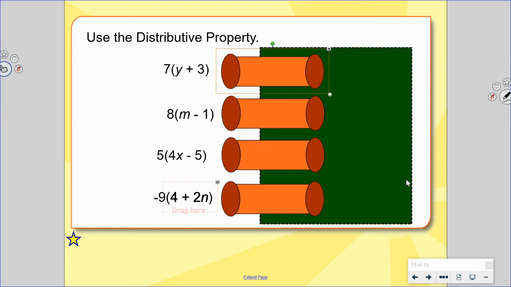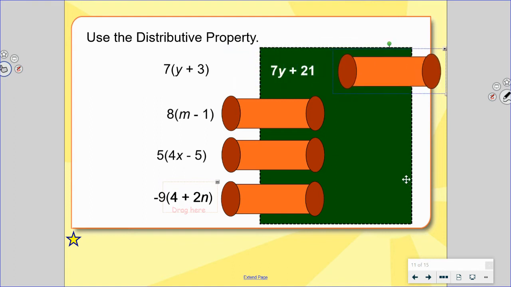So pause if you need to and try to figure these out on your own. For the rest of us, let's take a look. 7 groups of Y's, 7 Y's, 7 groups of 3, 21. Final answer is 7 Y's and 21.